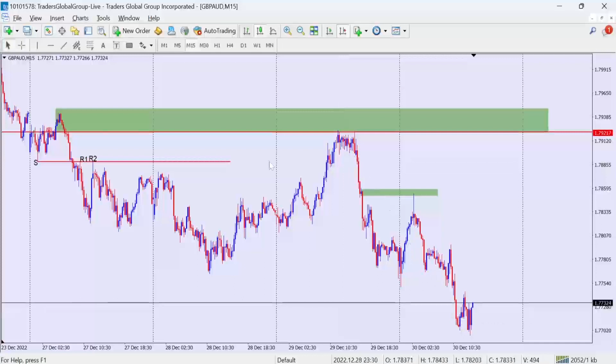From the fake out area, retail traders will sell because there is a resistance. Lots of retail traders will sell right here, and their stop loss is above the resistance by a few pips. So the price rallies up, takes out their stop loss, reaches our entry point, and goes down.